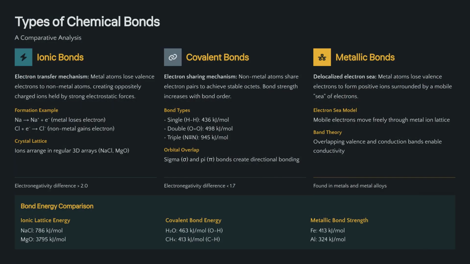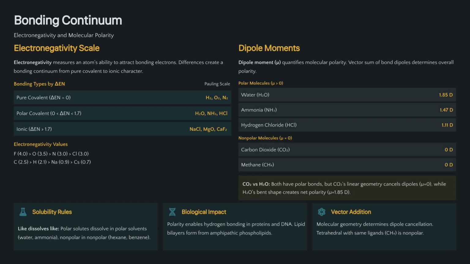There are three primary types of chemical bonds. Ionic bonds involve electron transfer between metals and nonmetals. Covalent bonds involve electron sharing, and metallic bonds feature a delocalized electron sea. The bonding continuum is determined by electronegativity differences. This ranges from pure covalent to ionic bonding.